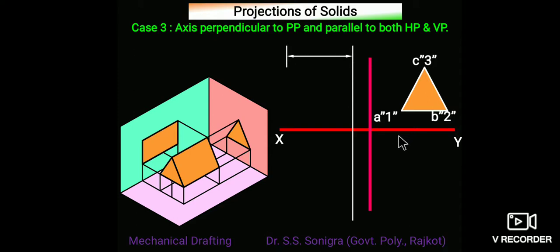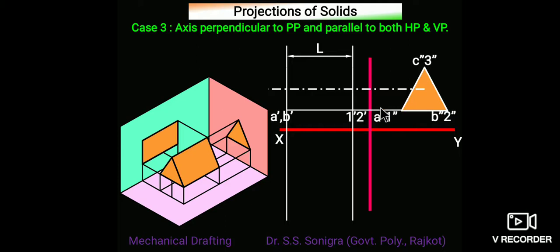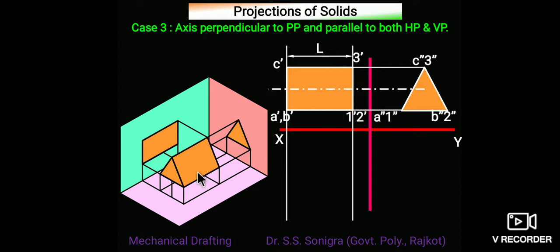And then take its length over here. In front view, it will appear like this rectangle having length equal to L. Mark its center line or axis, and from this base draw a horizontal line, which is a projection line. So this is the front view. Name the points. This rectangle is the front view. If you're looking from here, it will appear like this.